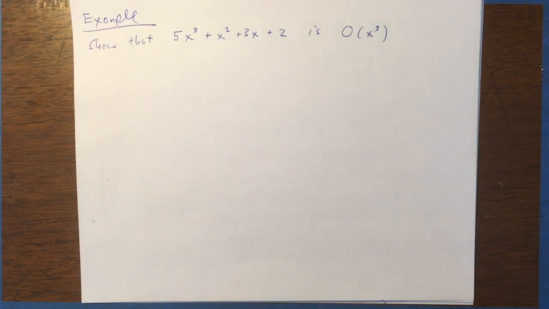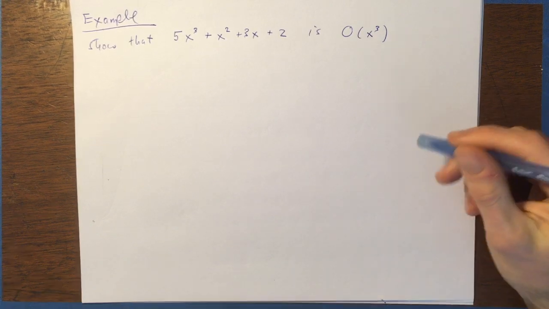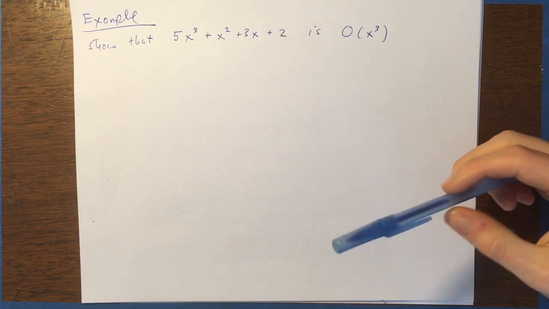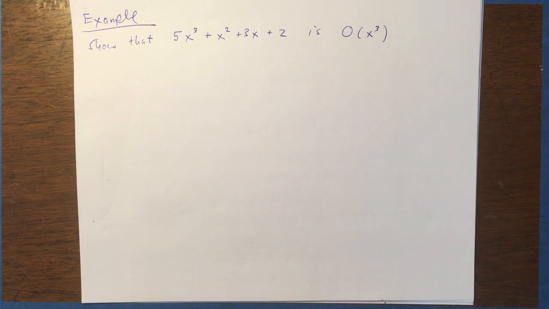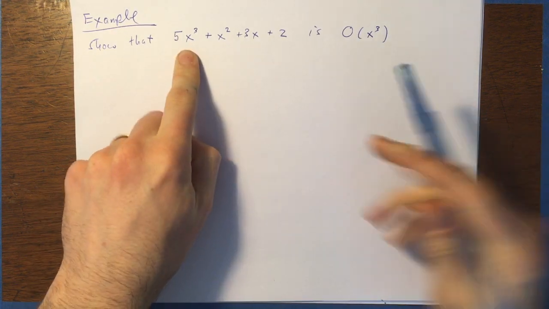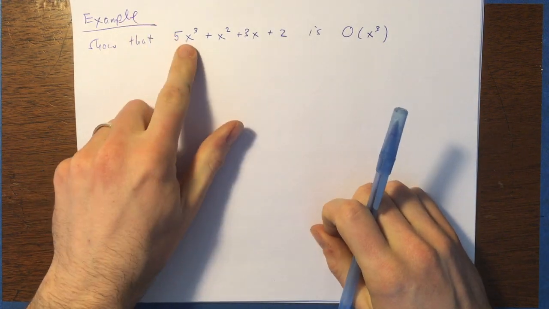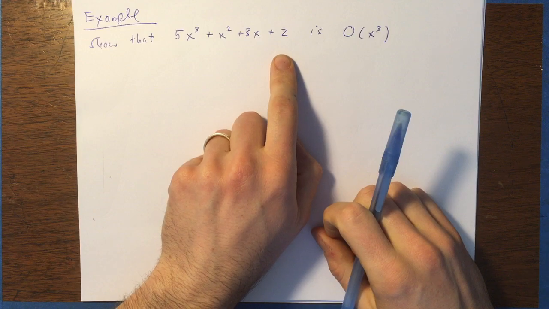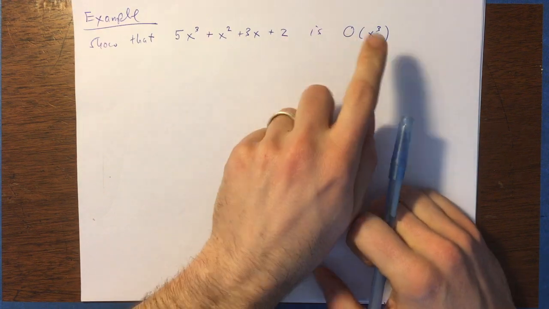Okay, we're gonna do one more of these kind of proofs that one function is big O of another function. So in this case, I'm gonna take a cubic function that has a multiple of x cubed plus a bunch of other terms, and let's prove that that is big O of x cubed.